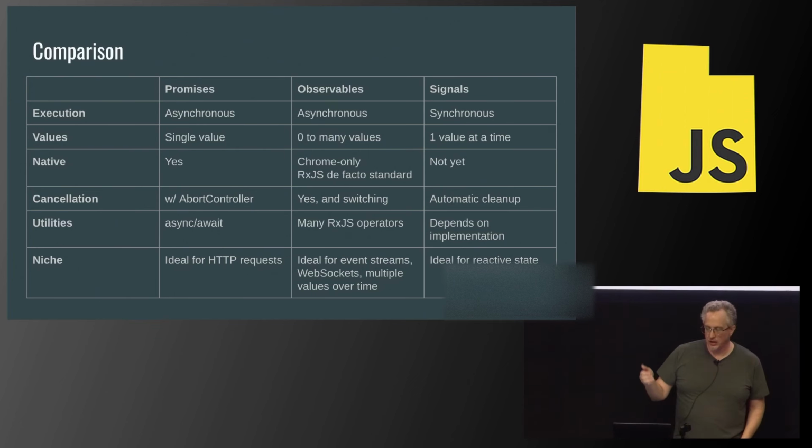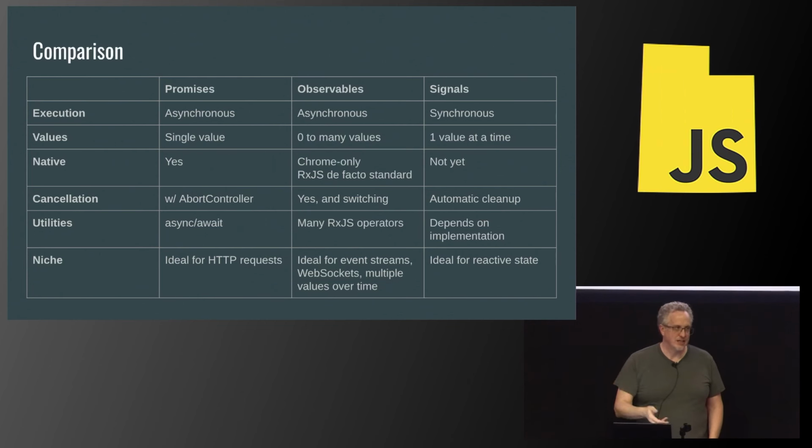The only real utility for promises is async await. For observables, there's so much power from RxJS, and for signals, that's going to depend on your implementation. And they each have their niche. HTTP for promises, events for observables, and reactive state for signals.